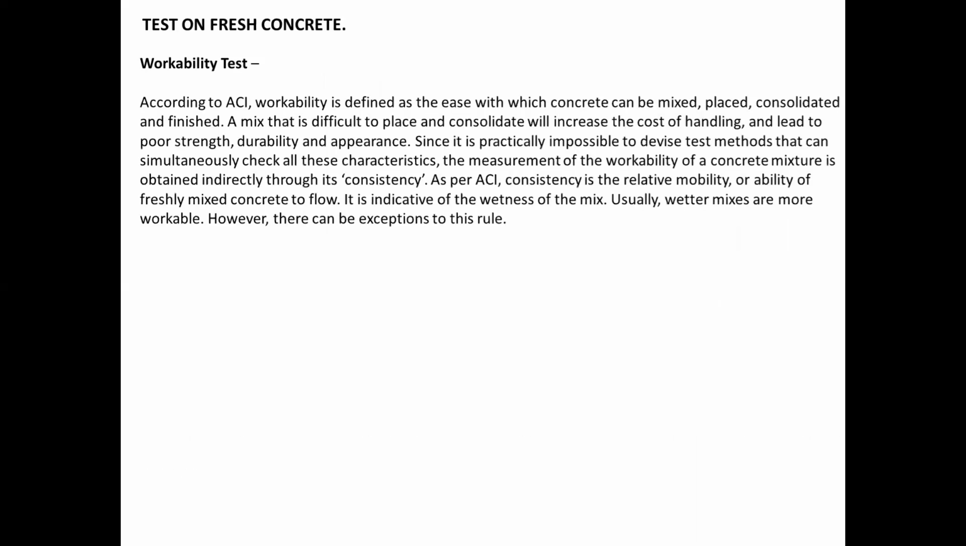Tests on fresh concrete. We have the workability test. According to ACI, workability is defined as the ease with which concrete can be mixed, placed, consolidated, and finished. A mix that is difficult to place and consolidate will increase the cost of handling and lead to poor strength, durability, and appearance. Since it is practically impossible to devise test methods that can simultaneously check all these characteristics, the measurement of the workability of a concrete mixture is obtained indirectly through its consistency.